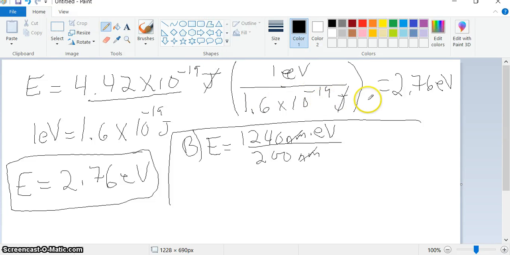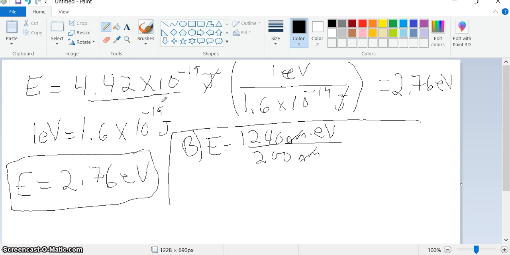The last video cut out on me a little bit, so I just want to finish this problem. Remember, what we were doing here is we took this amount of joules, 4.42 times 10 to the minus 19th. We converted it into electron volts, and of course we get 2.76 electron volts, which was the answer that we got before using the constant 1,240 nanometers times electron volts, or electron volts times nanometers. It doesn't matter which one you put first.